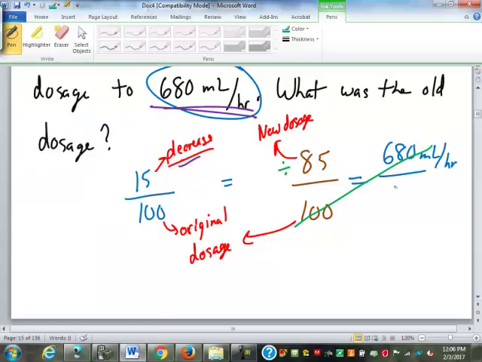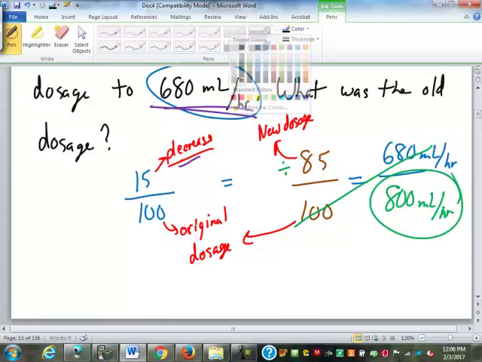Gives us 800 milliliters per hour was the original dosage. Did anybody get that one right? Okay. Usually on the first example of those, most people don't get it right anyway.